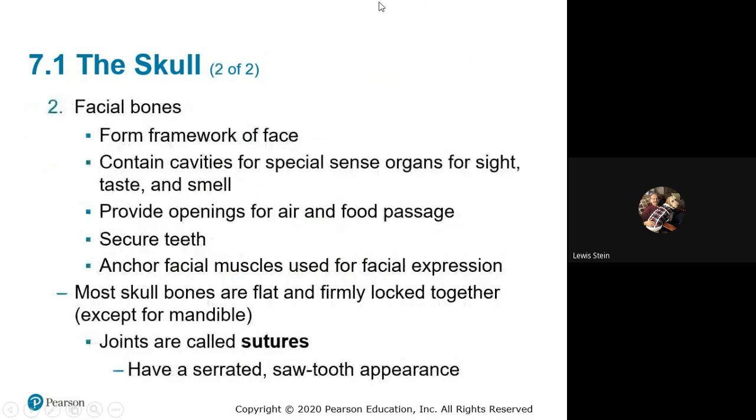Okay. Facial bones, framework of your face. Openings for special senses, air and food passage, teeth, muscles of facial expression. Interestingly, the muscles come from those bones and go into the soft tissue under the skin and allow us to smile or blink or move, all those kinds of things that we do. Purse your lips, whistle.